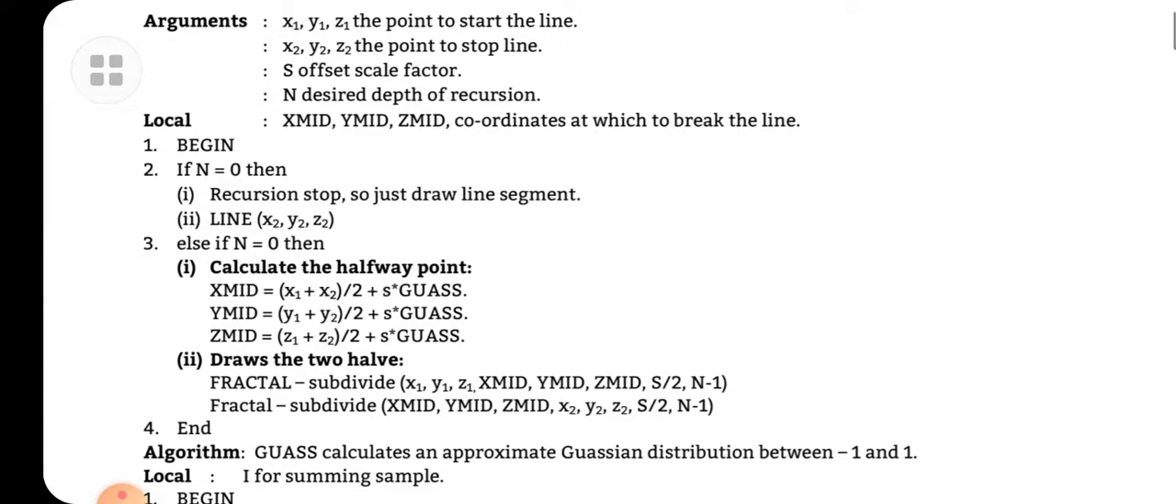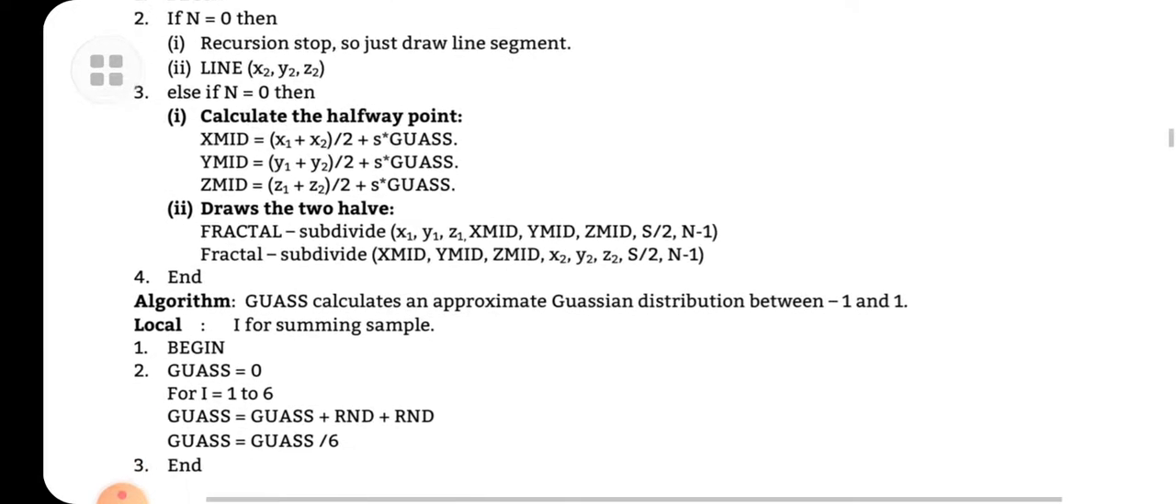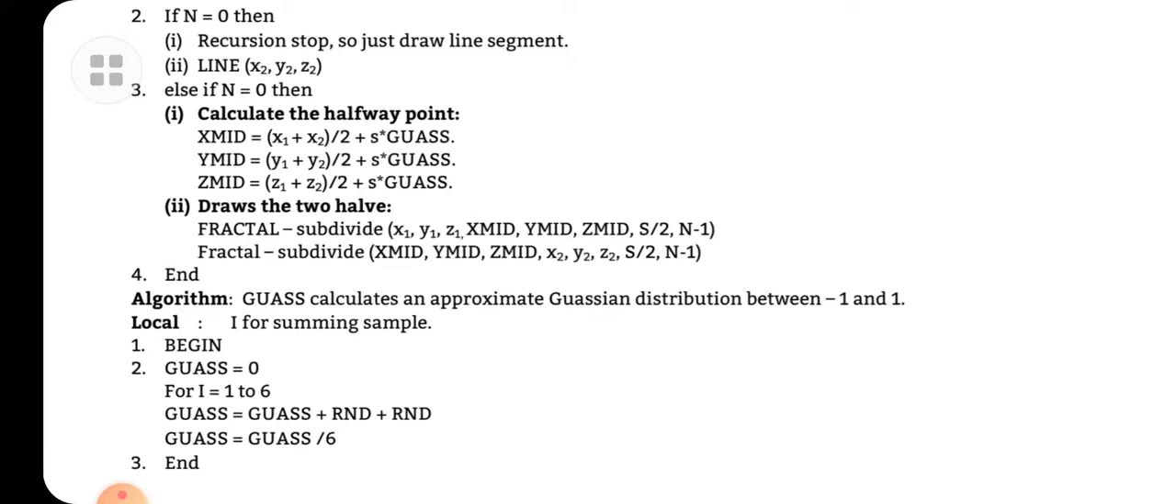Else if n is equal to 0, then calculate the halfway point x mid, y mid and z mid. Then in brackets, x1 plus x2 divided by 2 plus s into gauss, then y1 plus y2 divided by 2 plus s into gauss, then z1 plus z2 divided by 2 plus s into gauss is there. And then draw the two halves, the fractal and the fractal.